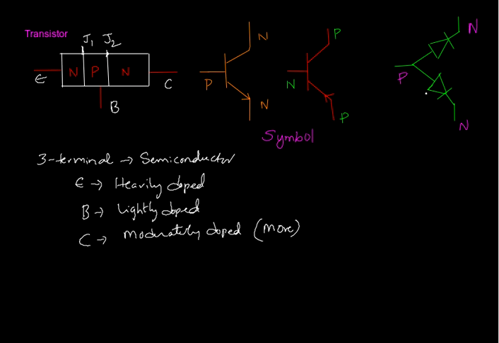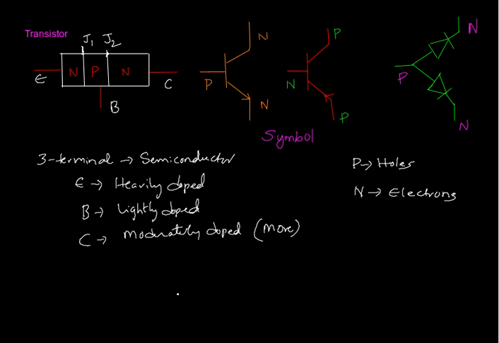A transistor is nothing but a connection of two diodes, connected back to back. Here you can see a diode connected in this way and another diode connected in the reverse direction. P type has more holes, that is majority carriers, and N type has more electrons.